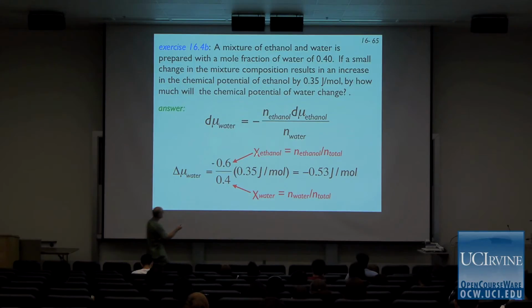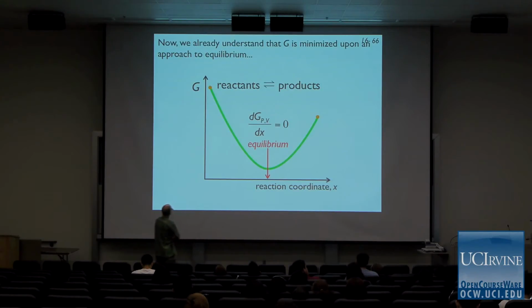I think you can see that if I take the quotient of the two mole fractions, the total number of moles will cancel, and I just get moles ethanol divided by moles water. So this 0.6 over 0.4 is just these two mole fractions. That's the change in the chemical potential of the ethanol, and so I can calculate what the chemical potential of the water is going to do. It's going to go down by minus 0.53 joules per mole. That's just the Gibbs-Duhem equation. Very simple.